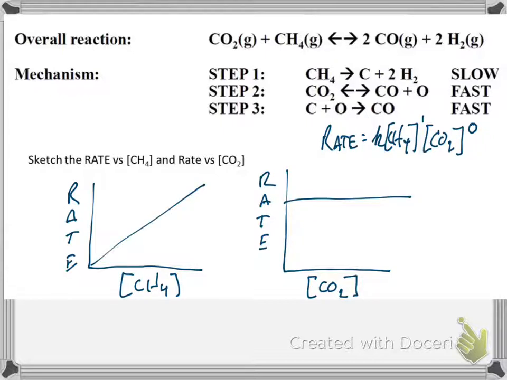That means it's a straight line, while for methane, it's a straight line with a positive slope starting at the origin and going up. The slope is equal to k, right? Because the rate is proportional to the concentration, the first power. And for the rate versus CO2, it's a straight flat line, meaning we could double, triple, quadruple CO2 and it doesn't change.